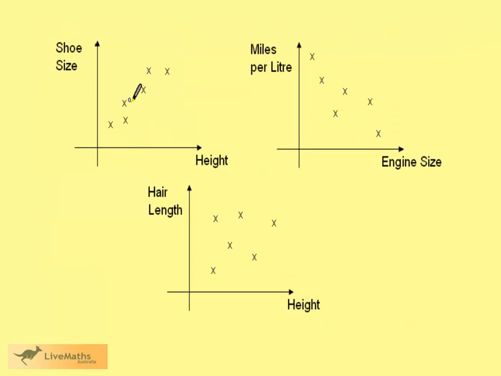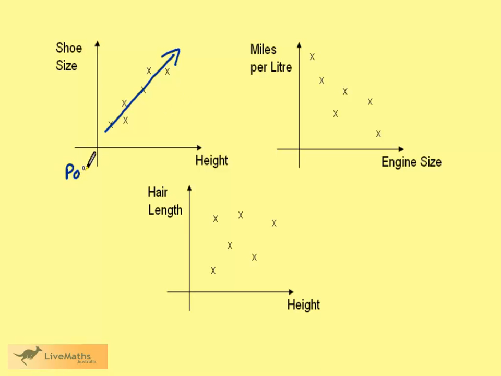Here we have a scatter diagram. Height against shoe size. A single cross here represents a single person. The x-coordinate of this cross is the height of the person, and the y-coordinate their shoe size. Taller people have larger feet, so the graph slopes in this direction.